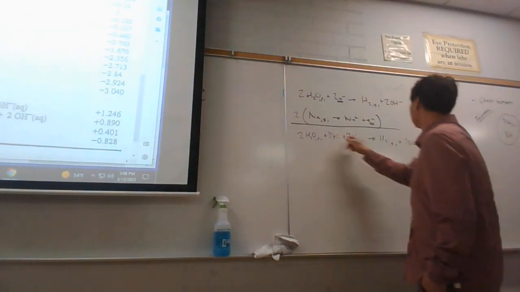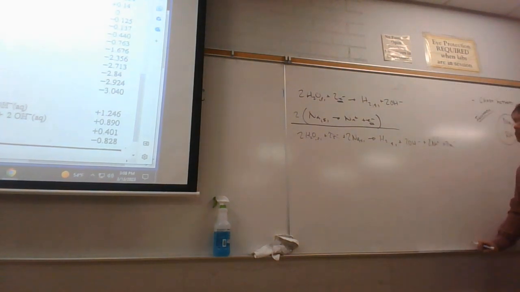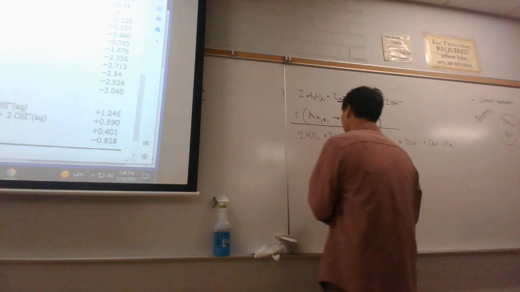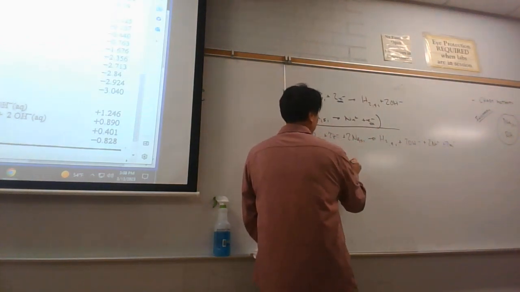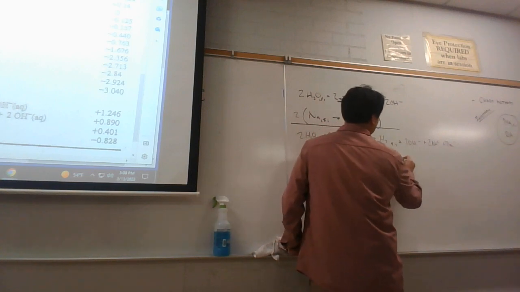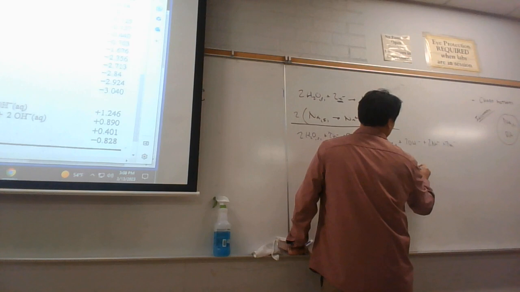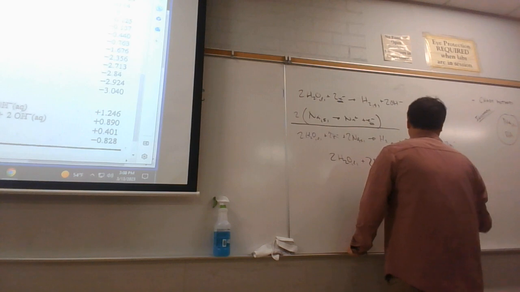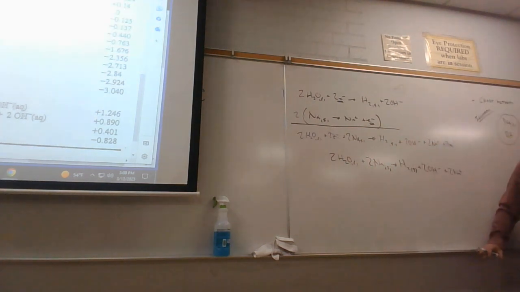Simplifying this, the 2 electrons need to cancel. Redox, we have to have transfer. So we can't have leftover or missing electrons. And then what else cancels? It looks like nothing. And so overall, the reaction is going to be 2 waters plus 2 sodium solids. This is going to produce hydrogen gas plus 2 hydroxides plus 2 sodium ions. And so this is the reaction we end up with here.